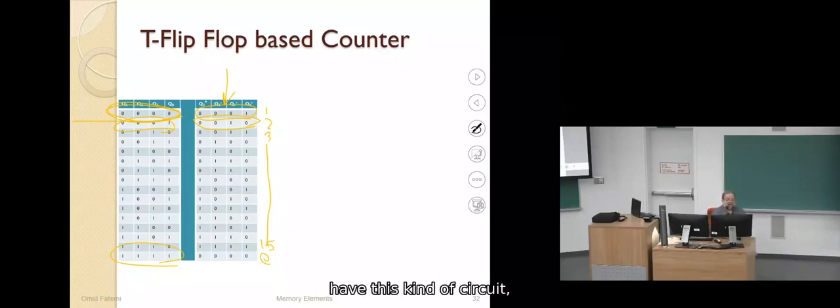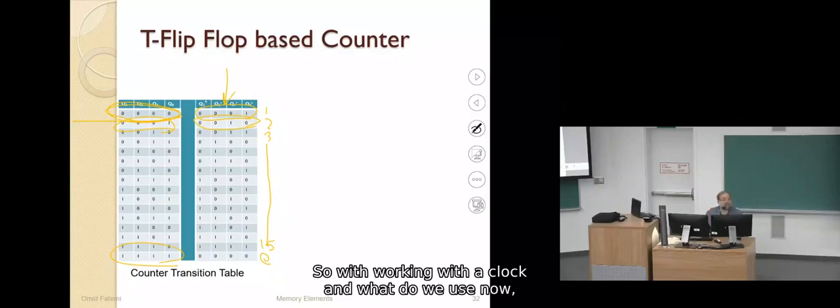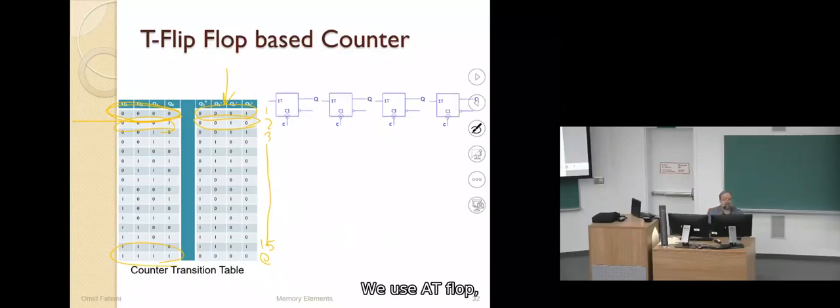When we have this kind of circuit, we think that it should be a sequential circuit, so working with a clock. And what do we use now? We use a T flip-flop. You remember, a T flip-flop is a toggle flip-flop. When the input T is 1 and the clock comes, the Q toggles, becomes complemented. If it is 1, it becomes 0. If it is 0, it becomes 1. Okay? So how do we use that?